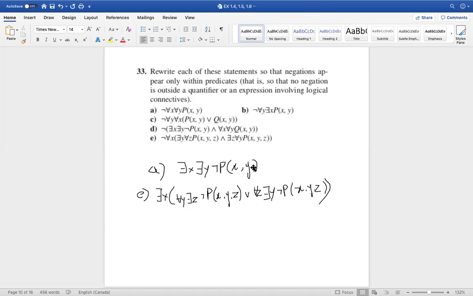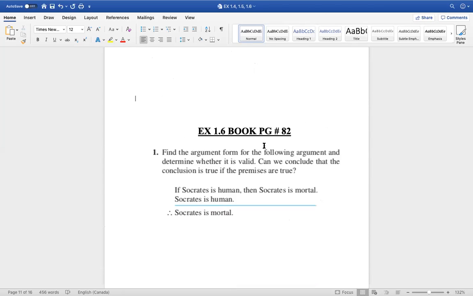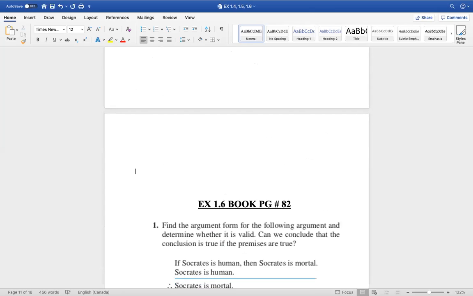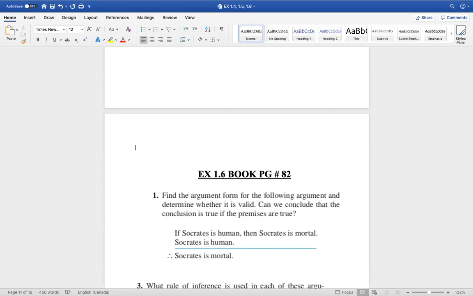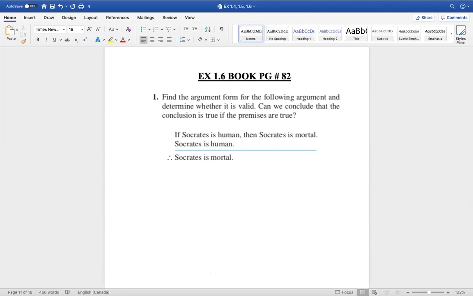All right, if no questions, let's move on to the next exercise, which is exercise 1.6 on page number 82 of your textbook. So this exercise here is a little different because it involves the logic rules. So we will be studying in this exercise, putting into practice. So firstly, we have the argument form. For the following argument, determine whether it is valid: can we conclude that the conclusion is true if the premises are?